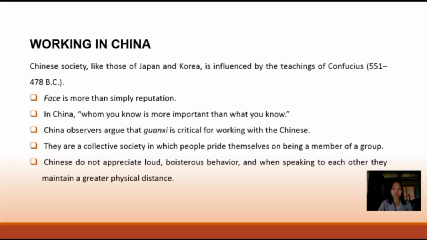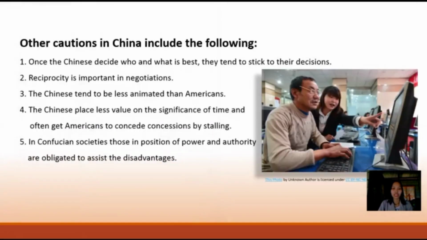Other cautions include the following. First, once the Chinese decide who and what is best, they tend to stick to their decision. So while they may be slow in formulating a plan, once they get started, they make good progress. Second, reciprocity is important in negotiations. So if Chinese give concessions, they expect some in return.